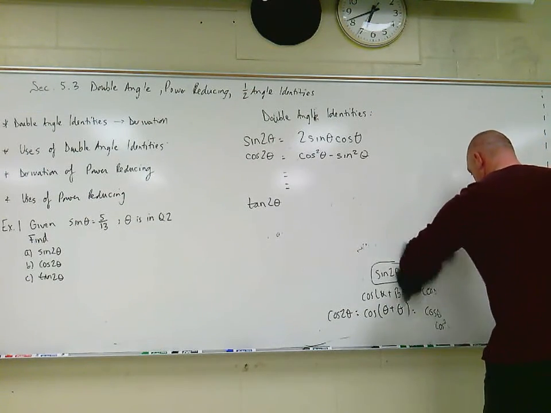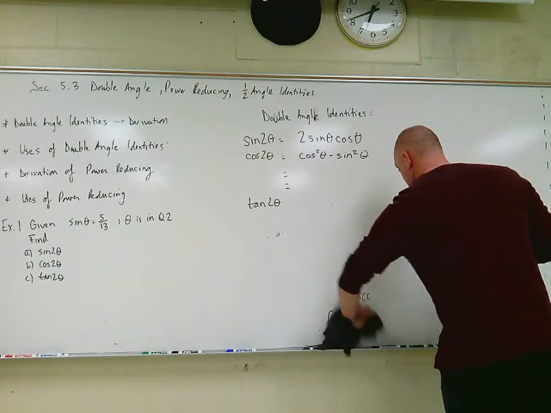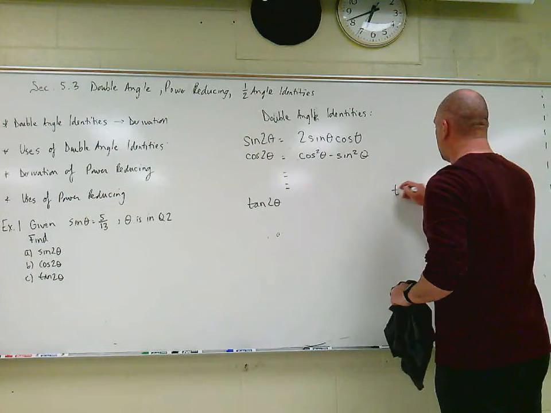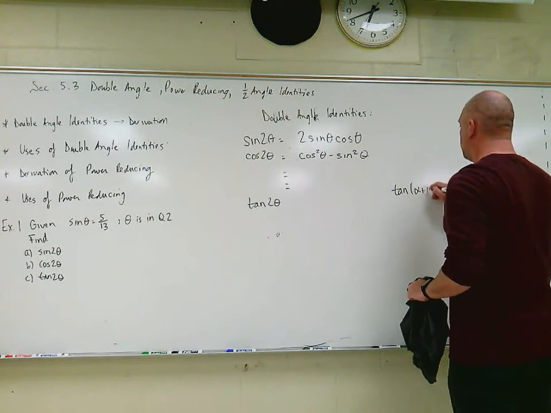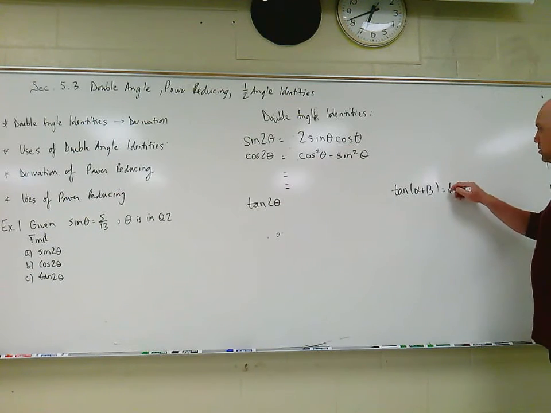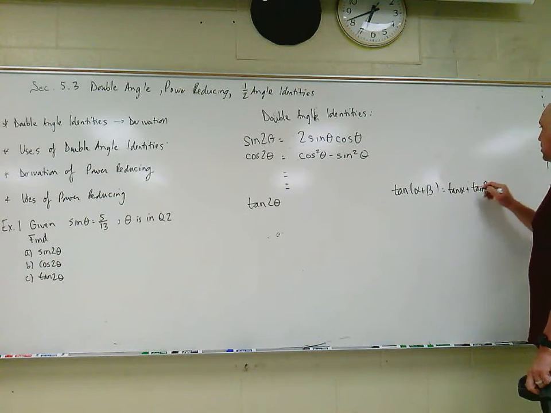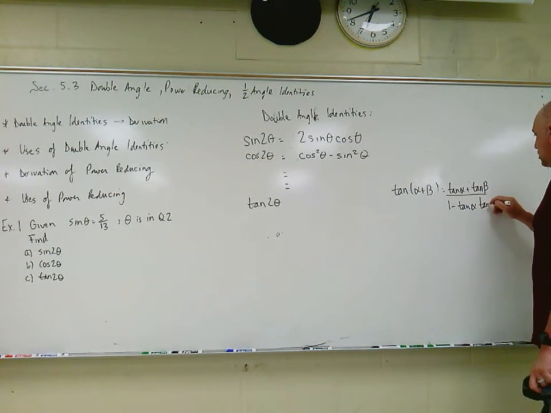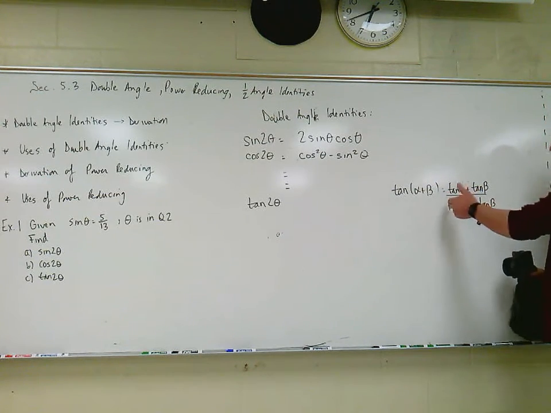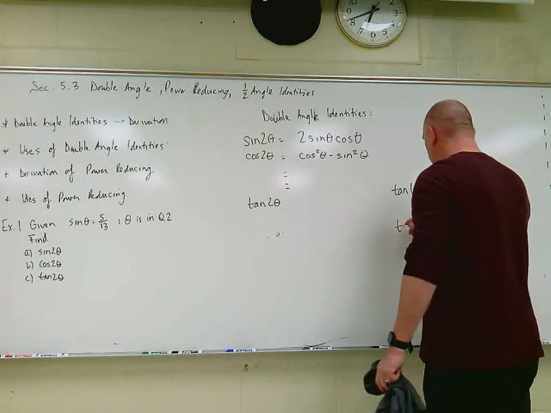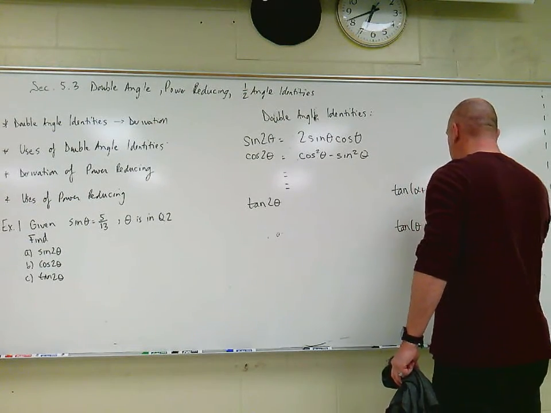If we're going to get tangent, we're going to use the tangent of alpha plus beta. So we use the sum identity for tangent. Tangent of alpha plus beta is what? What's that identity? All right, very good. So now if we want tangent of alpha plus beta, in place of alpha and beta, we need to put what? Theta. So you would do theta plus theta.